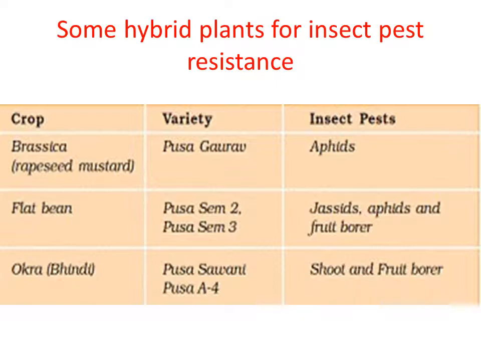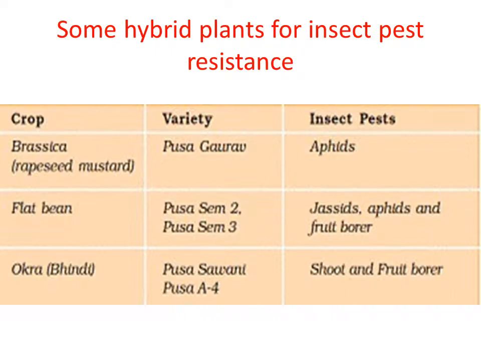Let us move on to the second crop, that is flat bean. In the flat bean, one improved variety is Pusa Sem 2 and the second one is Pusa Sem 3. These two varieties got resistance against jassids, aphids and fruit borers. These are different kinds of insects. Jassids are small leaf hoppers, aphids are bugs, and fruit borers actually feed on fruits, right? So against these insects, Pusa Sem 2 and Pusa Sem 3 got resistance.